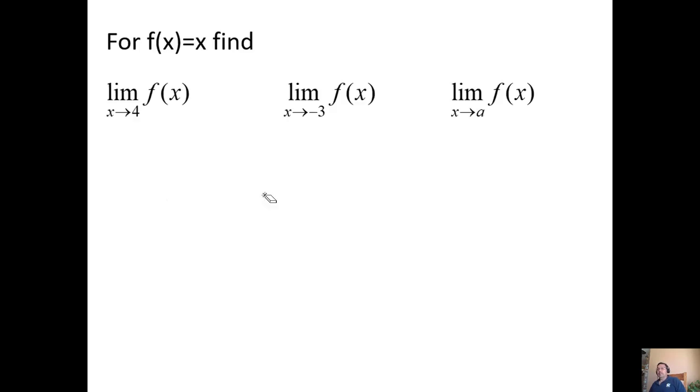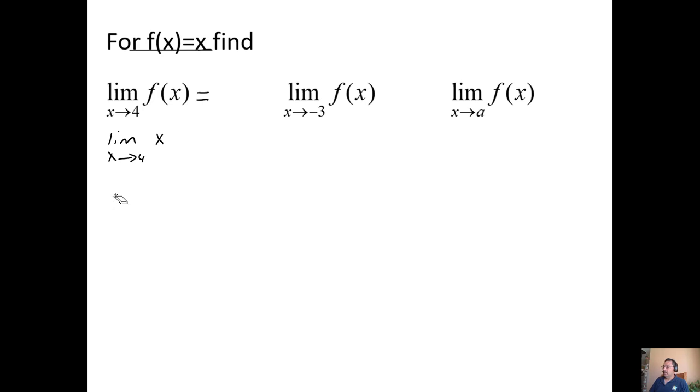Let's move on to a slightly more complicated problem. So here, for the function f of x equals x, find the limit as x approaches 4 of f of x. Three problems here. I will do one. You should pause the video and then try the other two. Okay, so just to get you comfortable with the notation, f of x is x. So we can rewrite this as the limit as x approaches 4 of x.